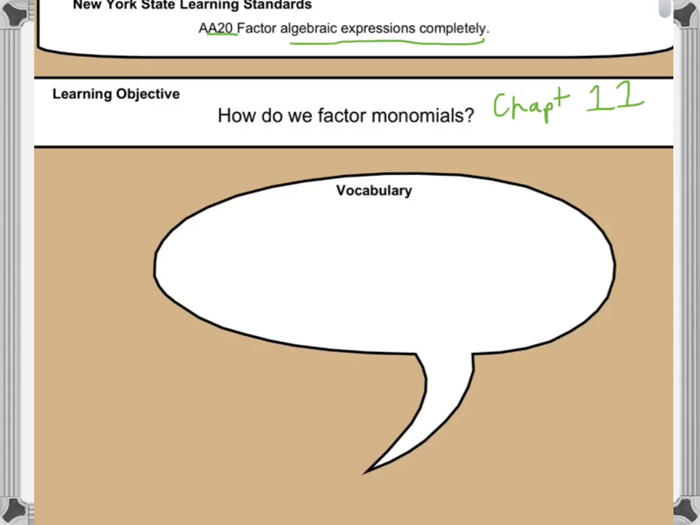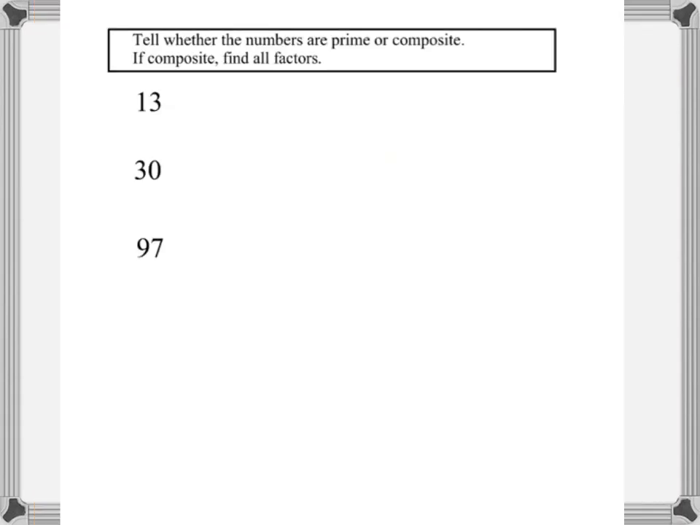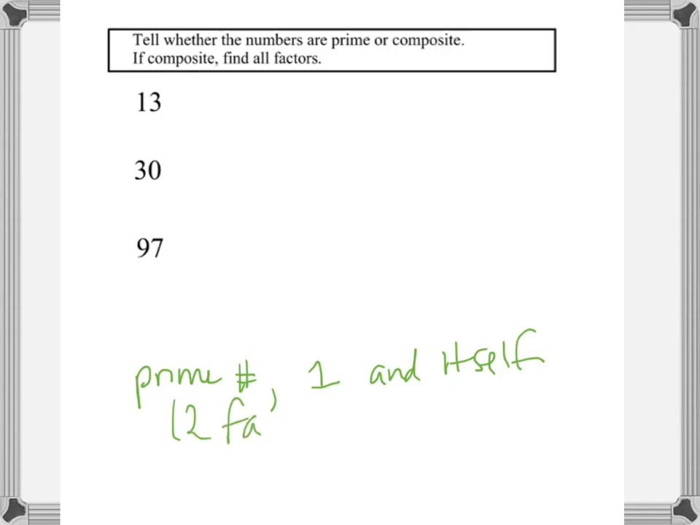There's no new vocabulary for today other than the ones that we've been working with before: monomial, binomial, trinomial. Okay, so let's take you back to 6th or 7th grade when you learned how to write numbers as prime or composite. So remember that a prime number has 1 and itself as a factor, so it has exactly 2 factors. For instance, the number 2 has 2 and 1 as factors.